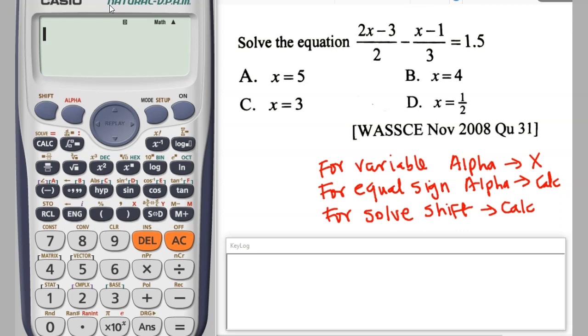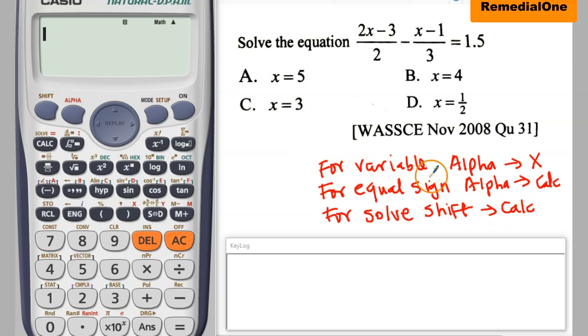So we have a question before us. We want to solve this equation, and before then, this will be the command that we are going to use, so make sure you follow that. I will add this command also in the description so that you will be in tune with it.